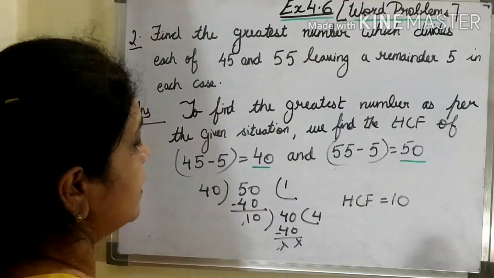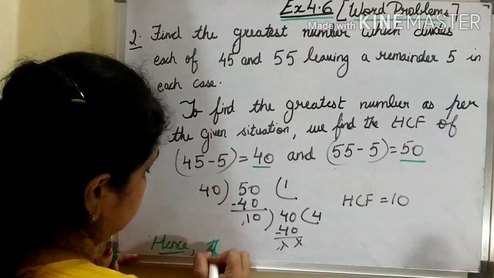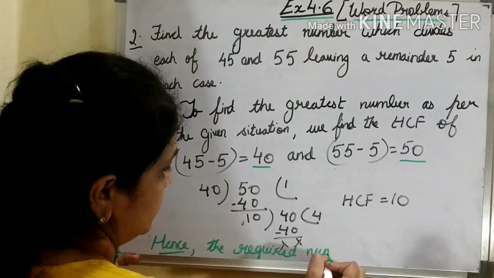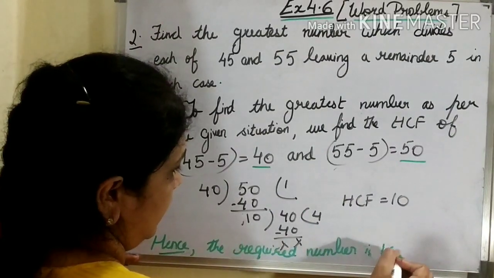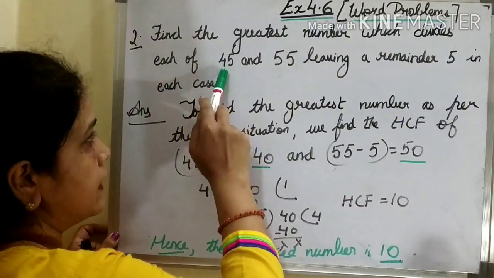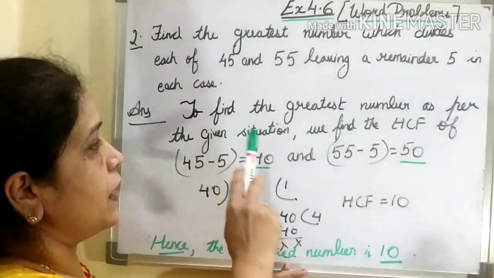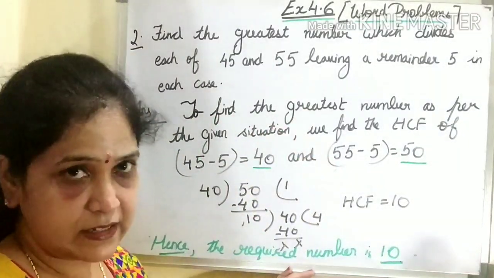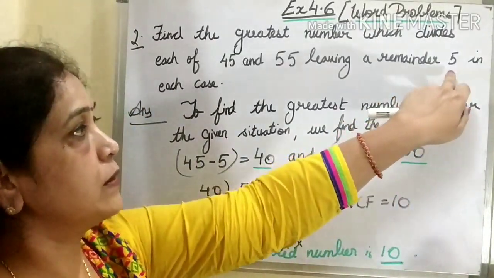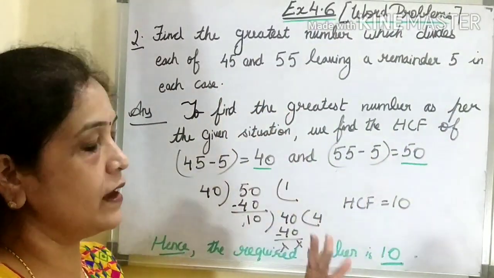Hence, the required number is 10. That is, 10 is the greatest number which divides each of 45 and 55, leaving the remainder 5 in each case. Okay, so whenever the greatest number is asked, we will be finding the HCF. In the previous question, no remainder was left, so we didn't subtract. Here it is told that remainder 5 is left. That means from each of the numbers we will subtract 5 and then we will find the HCF.